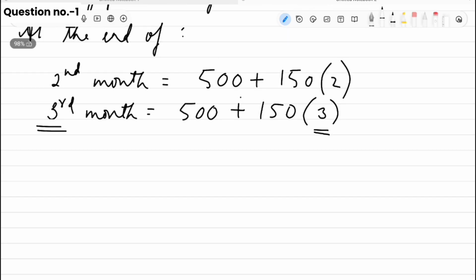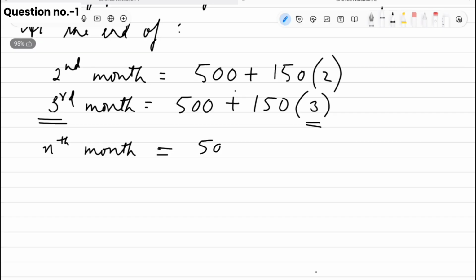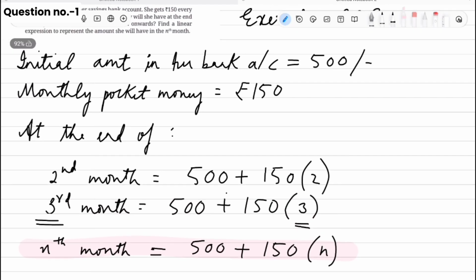So at the end of nth month it will be 500 plus 150 into n. So this is our answer for the nth month, and this is for the second month.